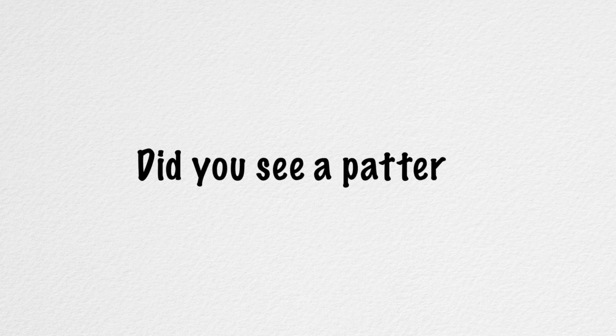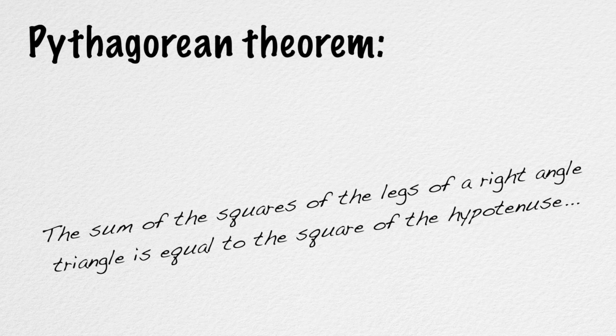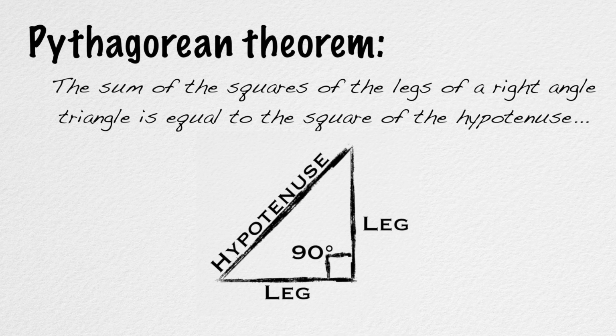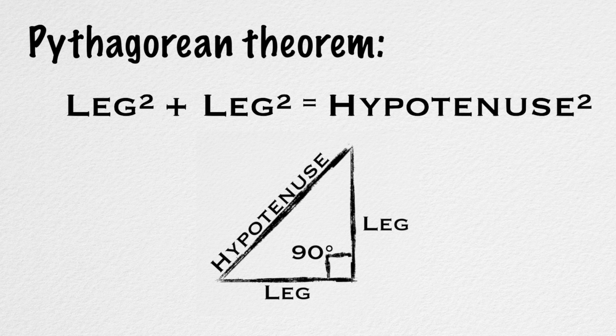Did you see a pattern? According to the Pythagorean Theorem, within a right-angled triangle, the sum of the squares of both of the legs of the triangle is equal to the square of the hypotenuse. In other words, the square of one leg of a triangle plus the square of the other leg of a triangle is equal to the square of the hypotenuse.